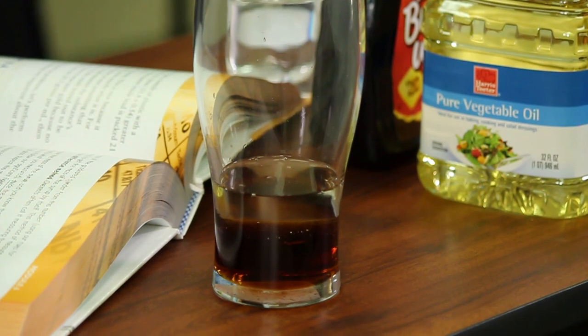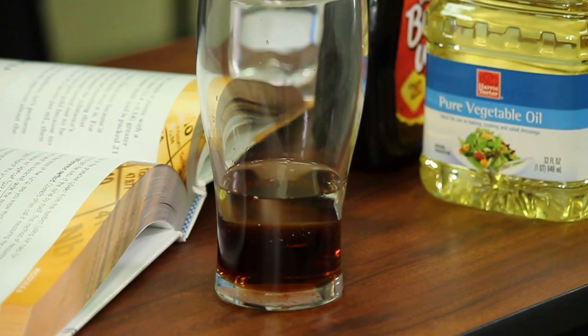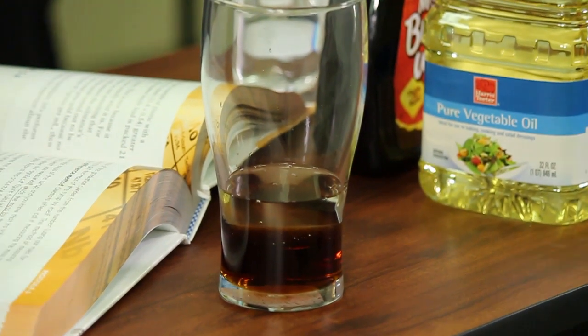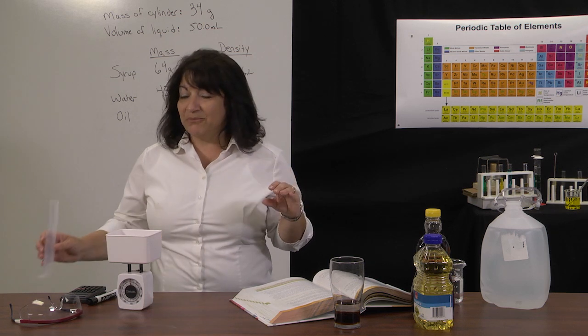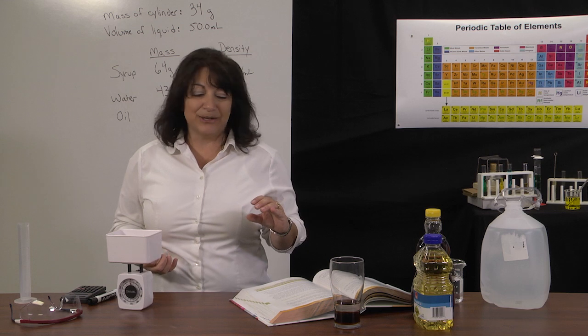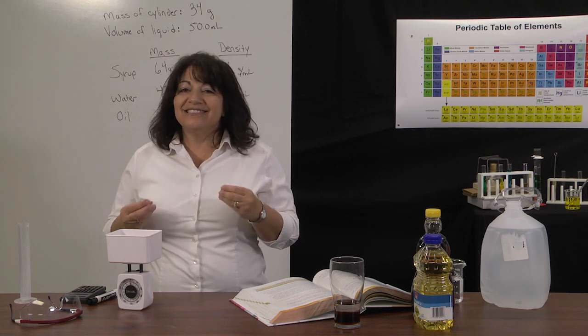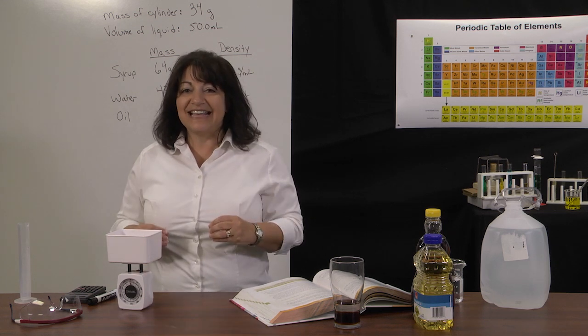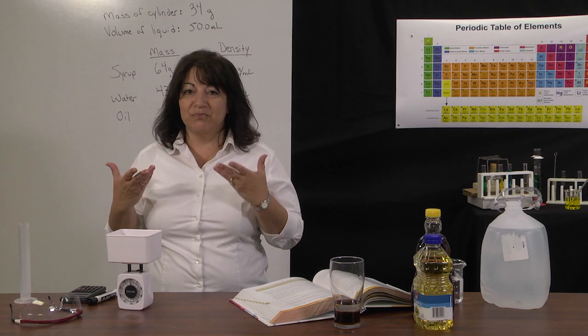And you'll notice that the water is in a layer above the syrup. Therefore, it's less dense than syrup. So again, remember, even though our calculated densities are both 1 gram per milliliter, our actual density of water was less and our syrup density was more.